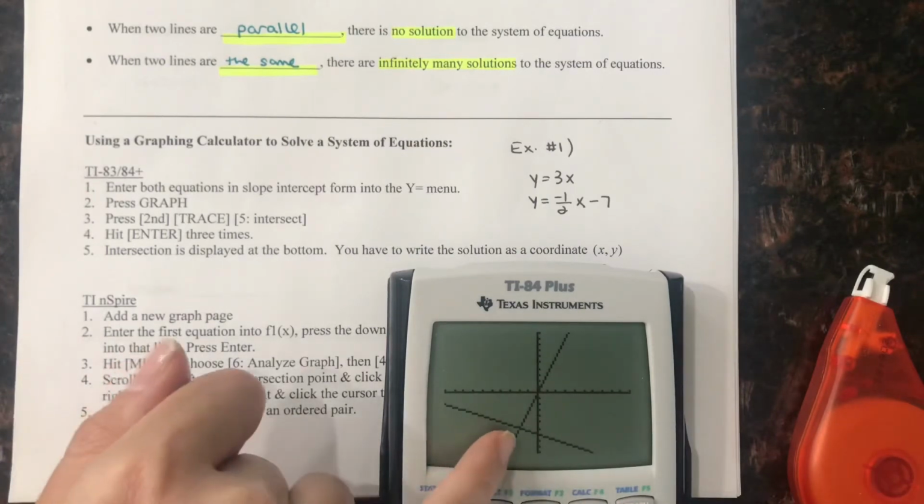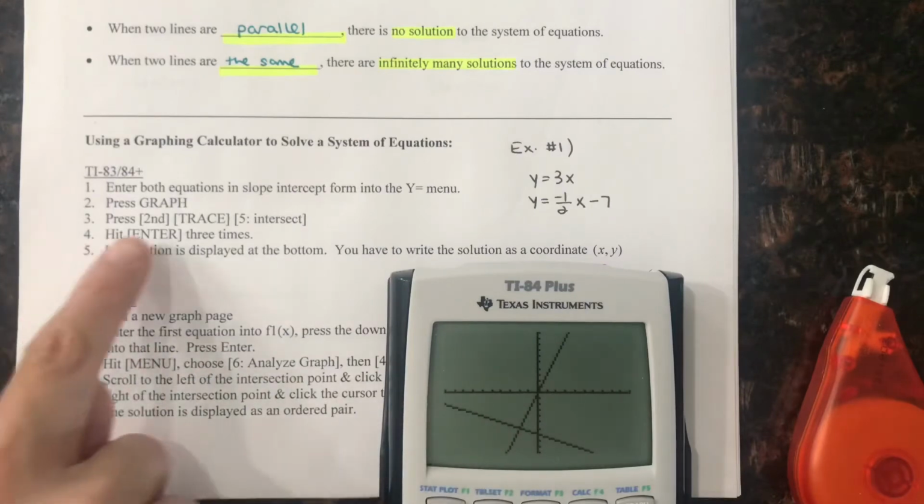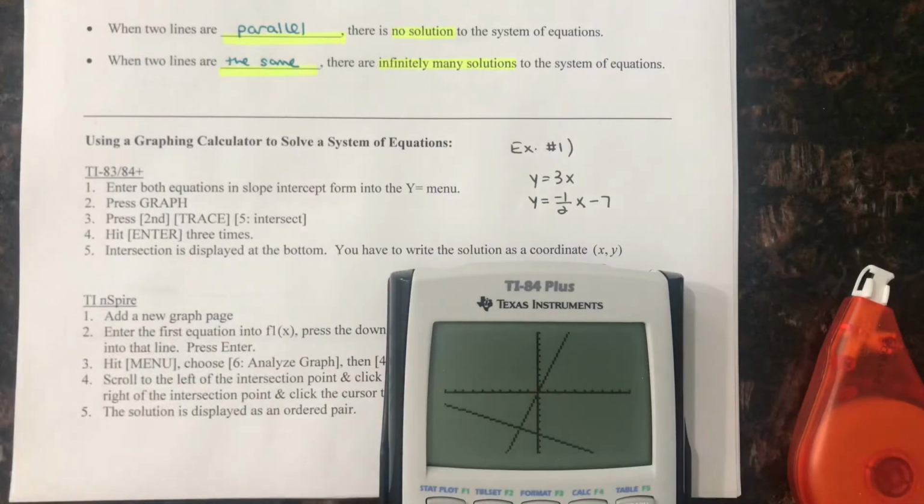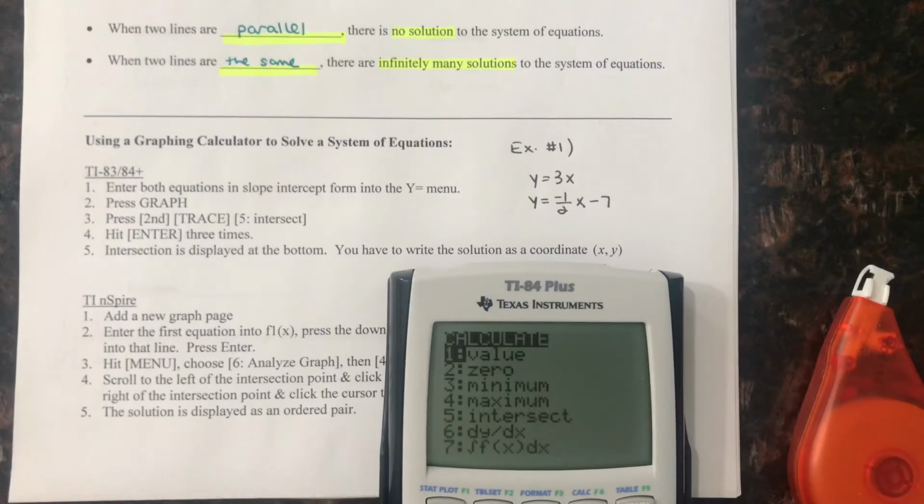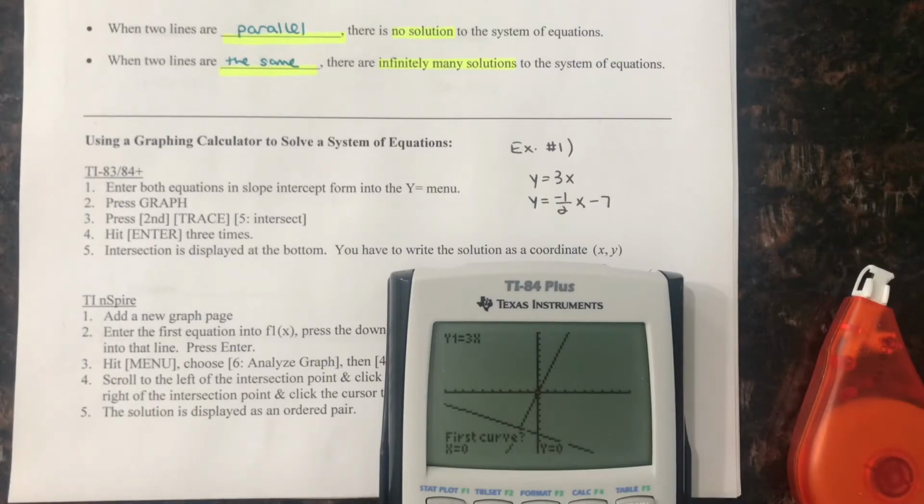Now I'm looking for this intersection point. Instead of eyeballing it, you can hit second trace, so that's our calc button. And we're going to go down to number 5. It says intersect. And we're just going to hit enter 3 times.